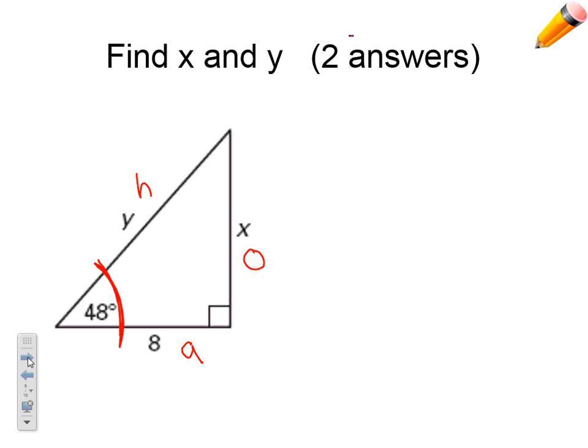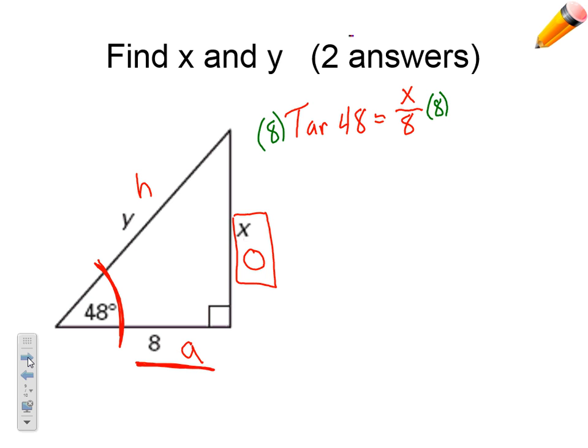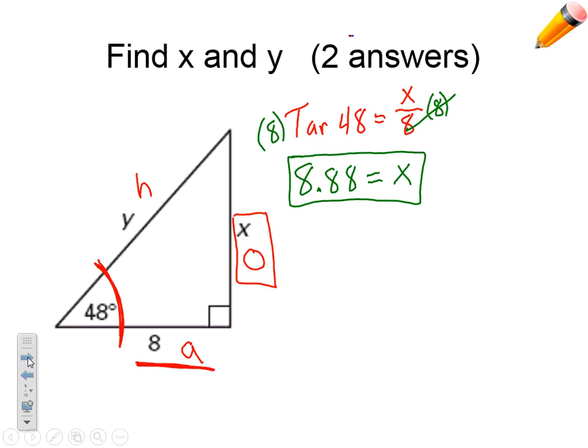So I'm going to solve for x first. So I'm going to use my opposite, and I'm going to use what they give me, my adjacent. So opposite and adjacent is tangent. So I have the tangent of 48 degrees equals x all over 8. So I'm going to solve this for x, multiply both sides by 8. Those cancel over here. So 8 times the tangent of 48, I'm going to get 8.88. This, ladies and gentlemen, is going to be my answer.